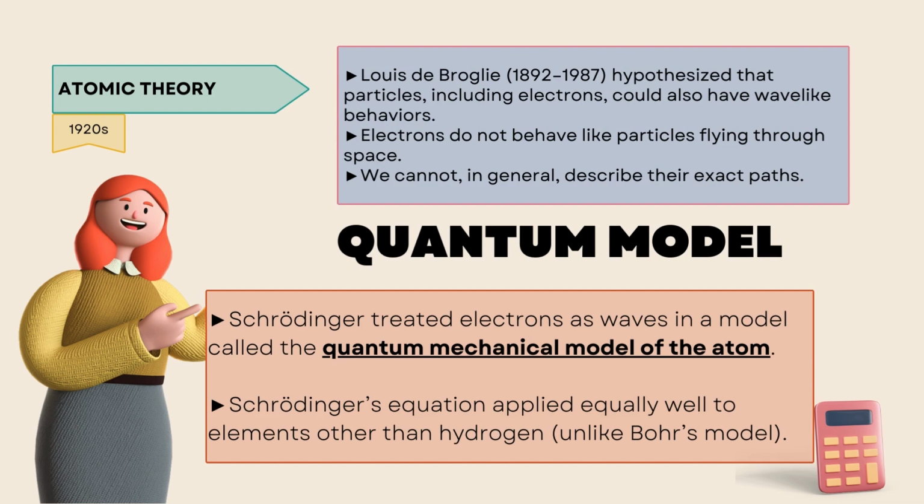Quantum model. Louis de Broglie, 1892–1987, hypothesized that particles, including electrons, could also have wave-like behaviors. Electrons do not behave like particles flying through space. We cannot, in general, describe their exact paths. Schrödinger treated electrons as waves in a model called the quantum mechanical model of the atom. Schrödinger's equation applied equally well to elements other than hydrogen, unlike Bohr's model.